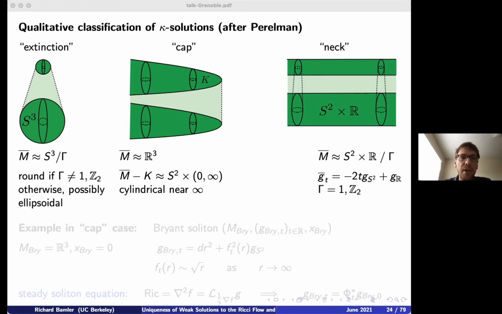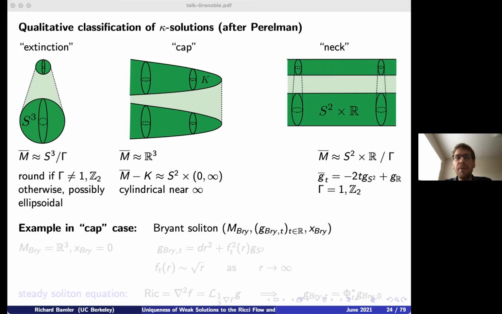All right, so let me focus a bit on this intermediate case here, the cap case. So this is maybe the case where Perelman obtained somehow a more or less incomplete classification. But there was a very prominent example in this case. This is called the Bryan soliton. And so we'll need the Bryan soliton later.